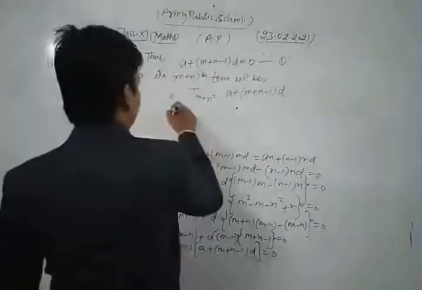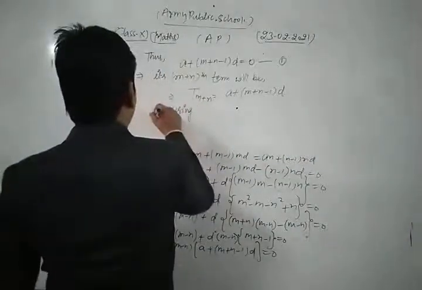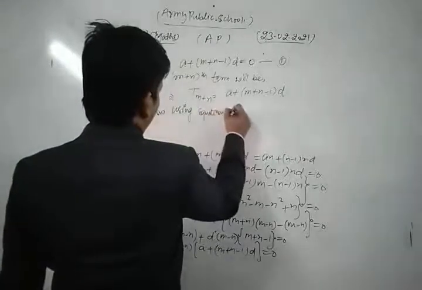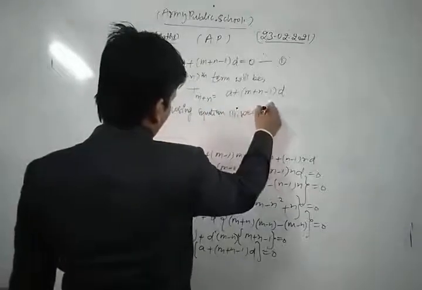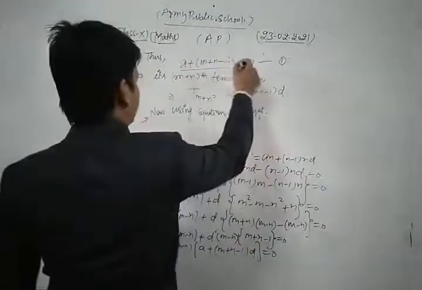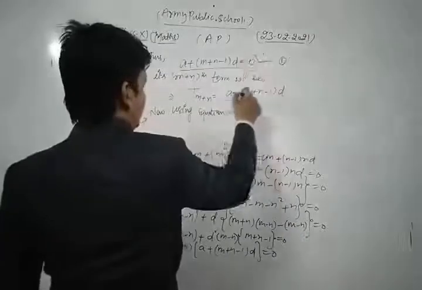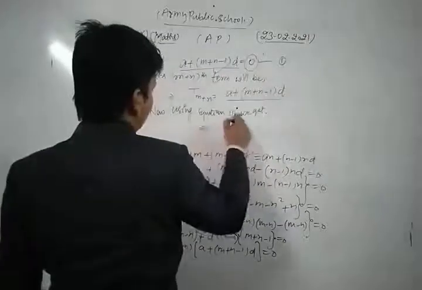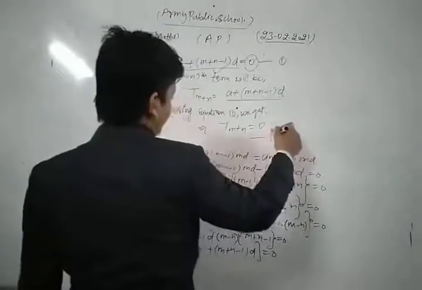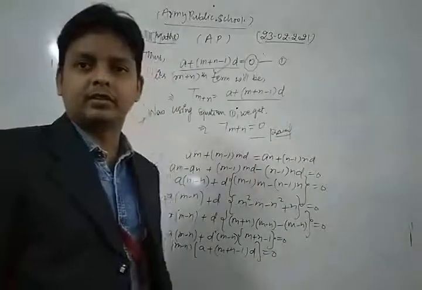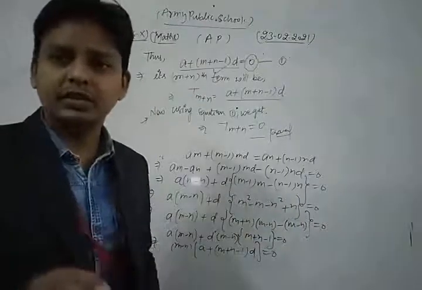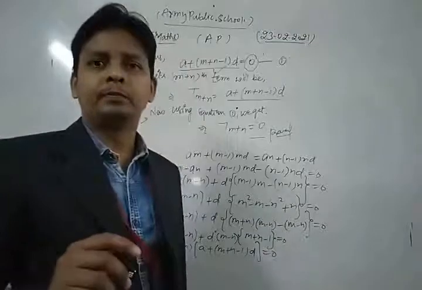Now using equation 1, we get the value of a plus (m plus n minus 1) into d is equal to 0. So the value of this whole is equal to 0. Thus its m plus n term is 0. Hence proved. Okay, dear students, so this is the method to solve that type of question. So please, dear students, do more and more practice of that type of question.